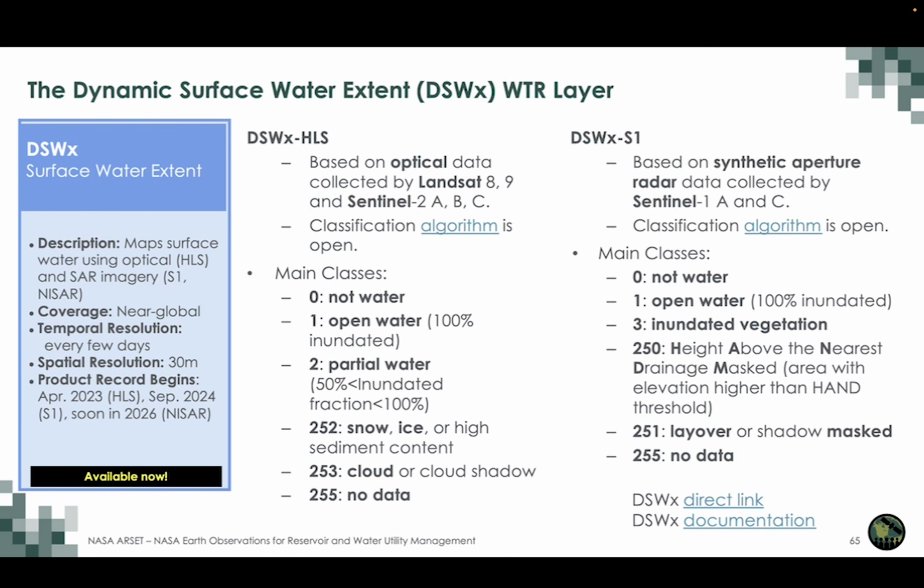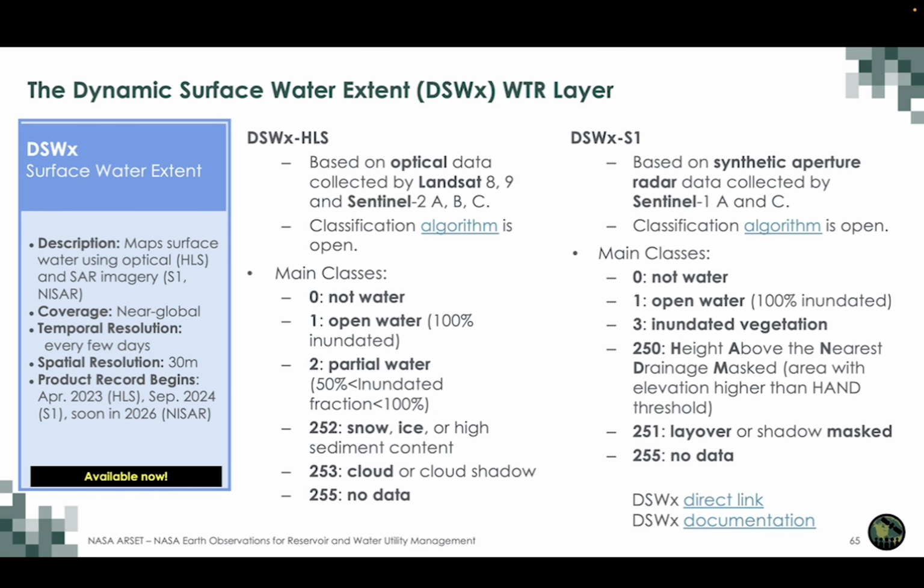Let's compare Band 1 water classifications for the HLS optical and the Sentinel-1 radar products. In both, Class 0 means no water, and Class 1 means 100% open water, our primary class for mapping reservoir extent. The optical HLS detects partial water, which is Class 2, but masks out snow in code 252 and clouds in 253. The radar, which is the Sentinel-1, ignores clouds completely and adds Class 3 for inundated vegetation, which is crucial for finding floodwaters under dense tree canopies.